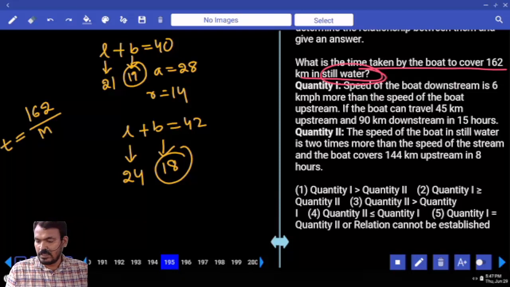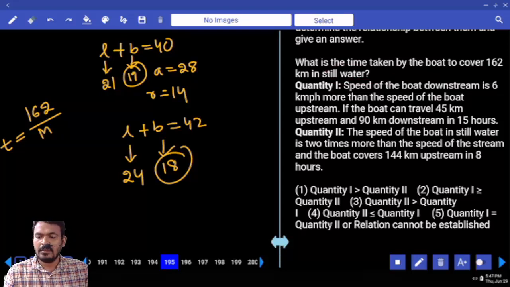Okay. What is the first quantity? Speed of the boat downstream is 6 km per hour more than the speed of the boat upstream. Means downstream speed compared to upstream speed, how much more? 6 more. And if the boat can travel 45 kilometers upstream and 90 kilometers downstream in how many hours? 15 hours.